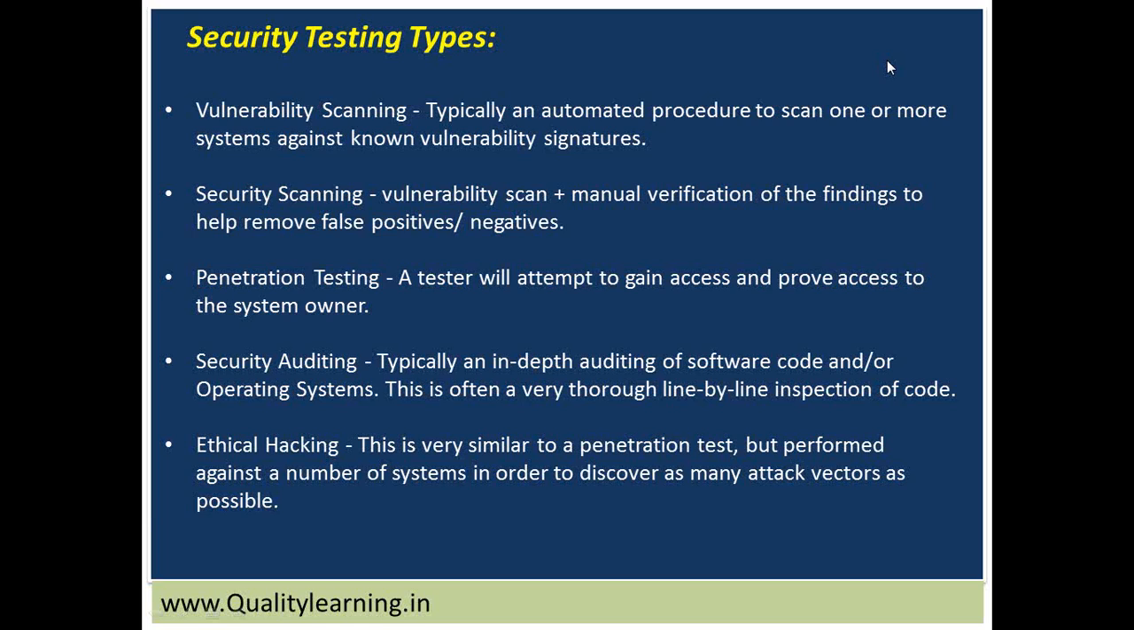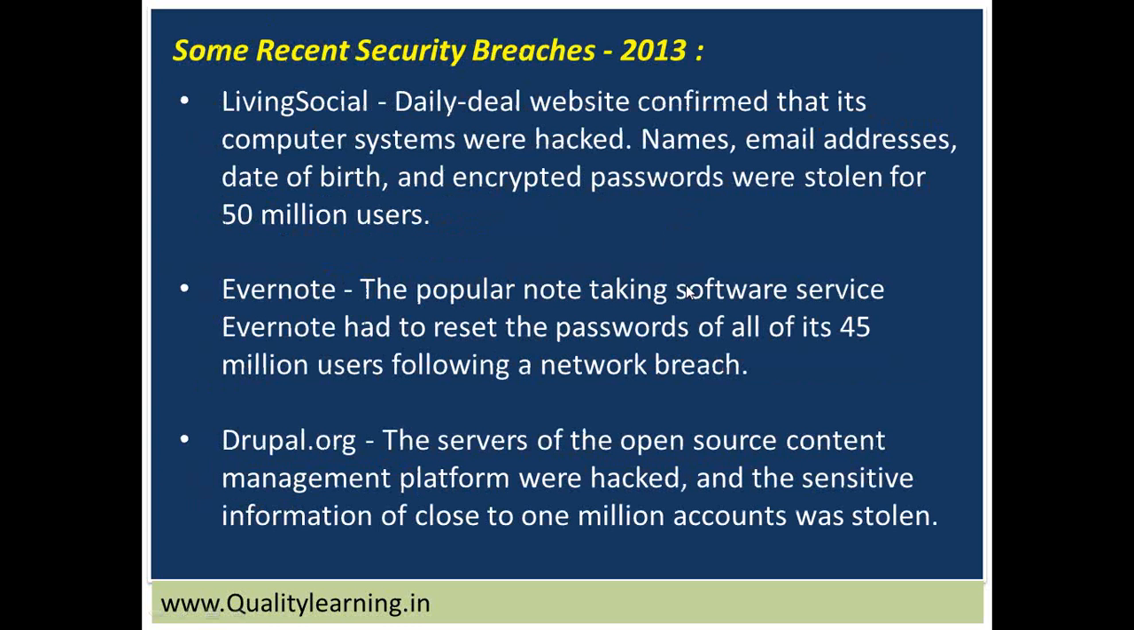Alright. So moving on, a very important area: the recent security breaches in 2013. LivingSocial, a daily deal website, confirmed that its computers were hacked. It's very recent, it happened in 2013. Names, email addresses, dates of birth, and encrypted passwords were stolen from 50 million users. So you never know the magnitude of the data loss or damage to your reputation if you don't have a robust security mechanism in place.